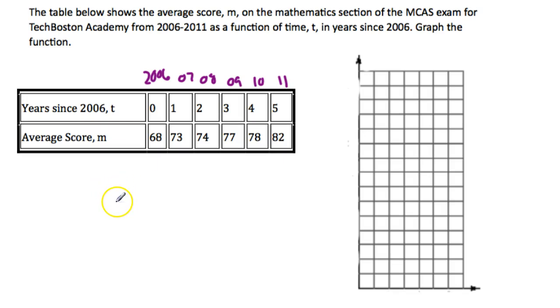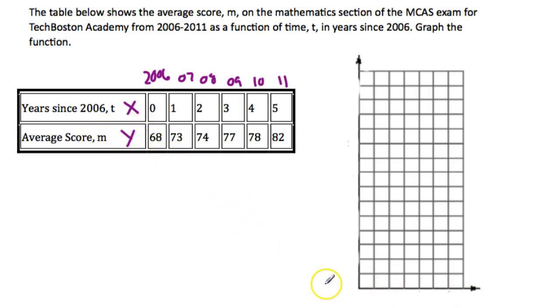So the first thing we need to figure out, which of these is the input, which is the output, what's the x, what's the y, what's the independent variable, what's the dependent variable. Well, the independent, right, years are going to happen first, and then you get the score. So the independent variable is the years, or x, and the dependent variable, or output, or y, is the score.